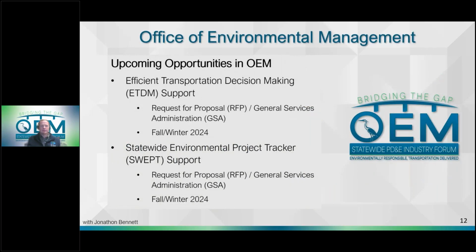Good afternoon, and to build on the additional contracts that are coming out from OEM, we're anticipating some fall to winter release first request of proposals under the General Services Administration or GSA contracts. One's anticipated to be for the Efficient Transportation Decision Making or ETDM and Environmental Screening Tool EST support, and the other is going to be under the Statewide Environmental Project Tracker or SWEPT support.